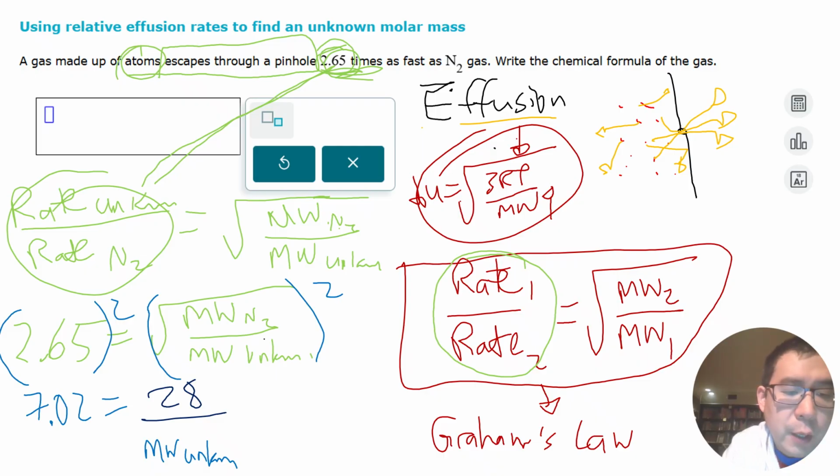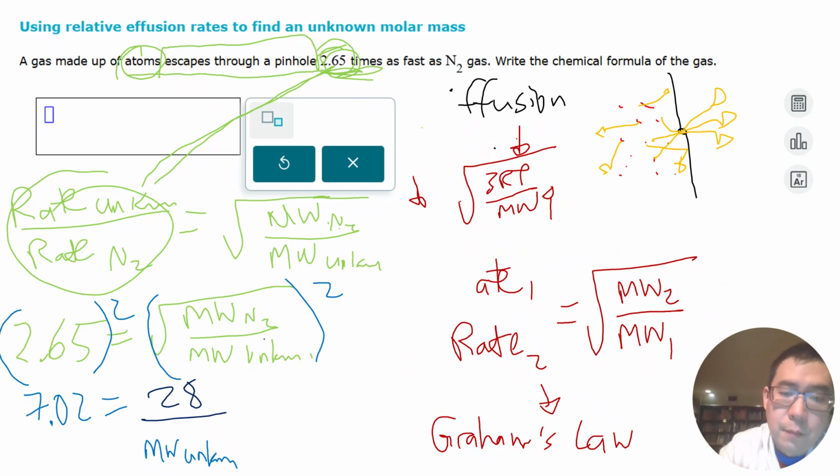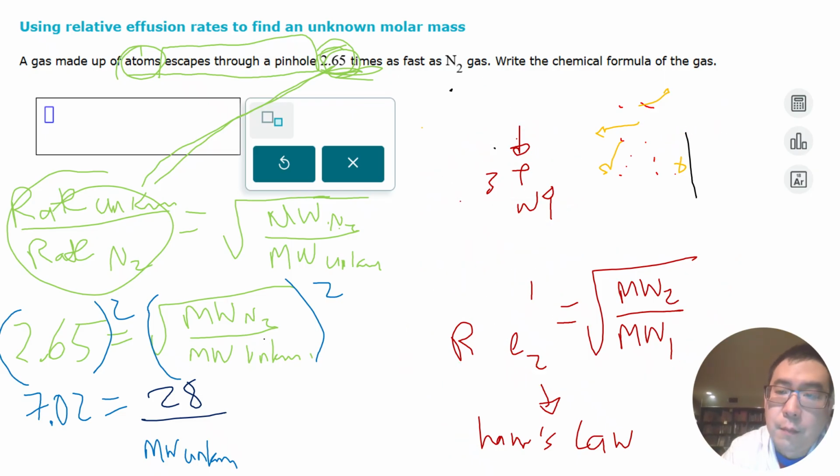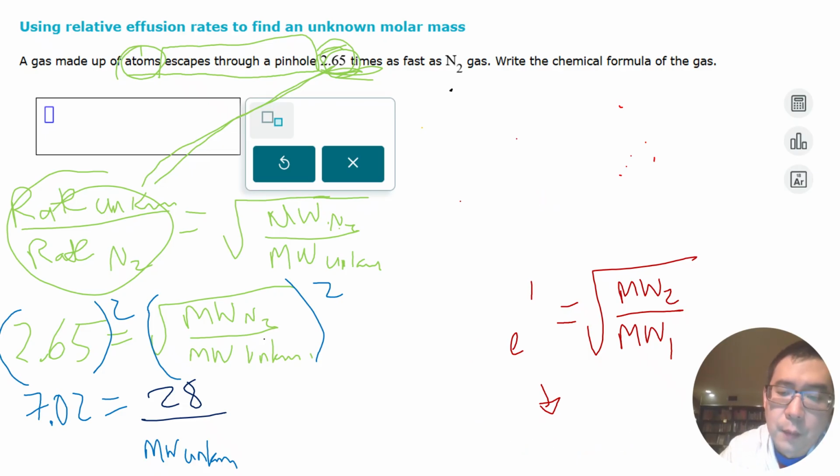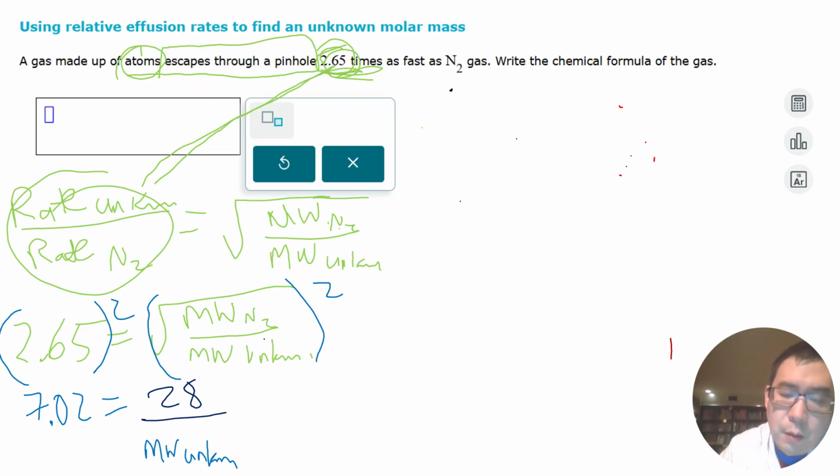Okay, and so what can I do? I can cross multiply, and I'm going to solve now for the molecular weight of my unknown. I'm going to erase all this. All right, so now I'm going to solve the best way I can. Like I said, maybe I will cross multiply. So this times this equals this times this.